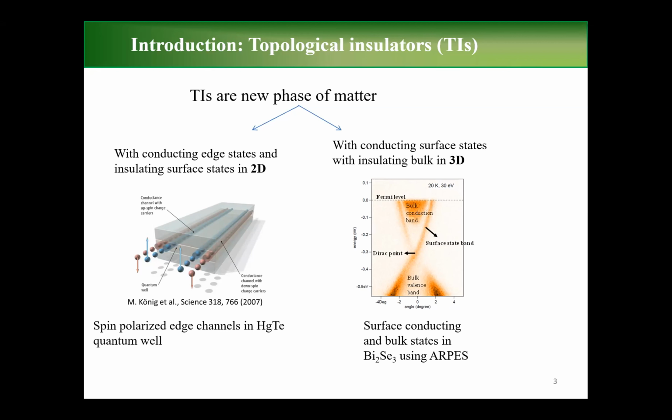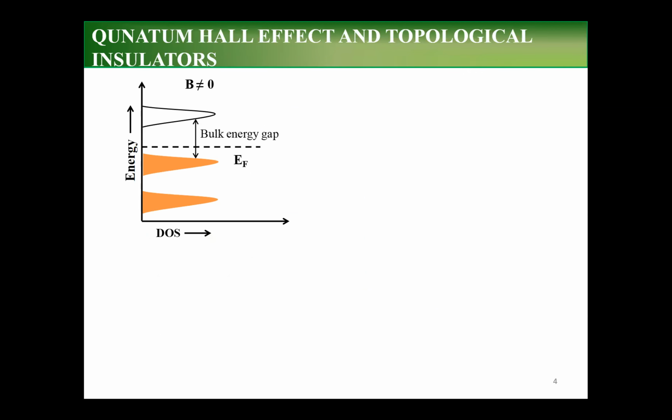So how can we understand the topological insulator? The easiest way to understand it is in terms of the quantum Hall effect, which is the first example of topological insulators. In the quantum Hall system, if you apply a strong magnetic field to a two-dimensional system, the energy levels are quantized, and these quantized energy levels are known as the Landau levels. If the Fermi level lies in between two Landau levels, then below the Fermi level we have filled levels, whereas above the Fermi level, we have empty levels.